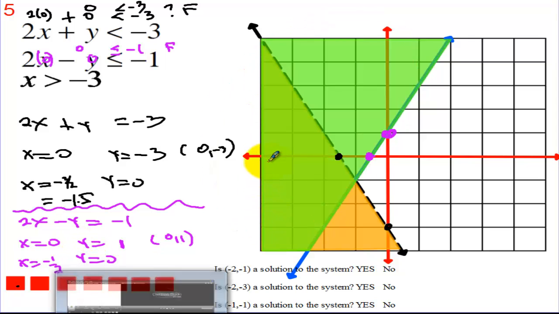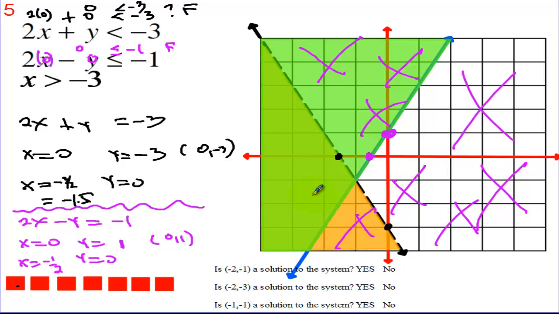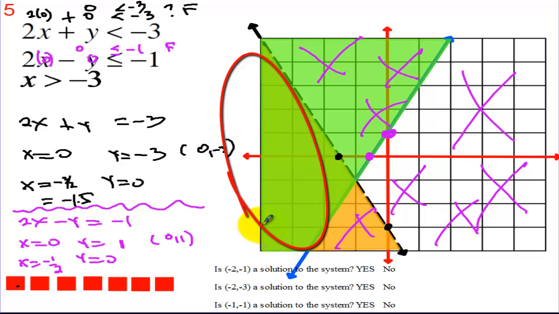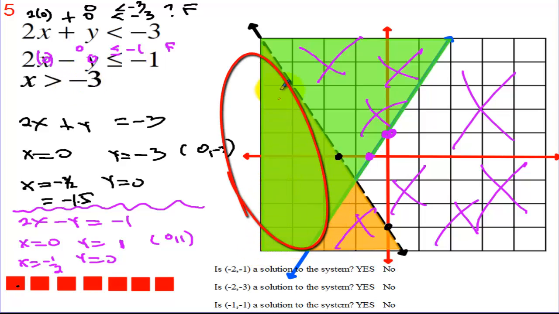From the two inequalities, we can now cross out the area where the two inequalities did not overlap. So no overlapping here, no overlapping, cross this one out. Okay, so the two inequalities only overlap on this area. So when we include the third inequality, the overlapping should only be on this area.